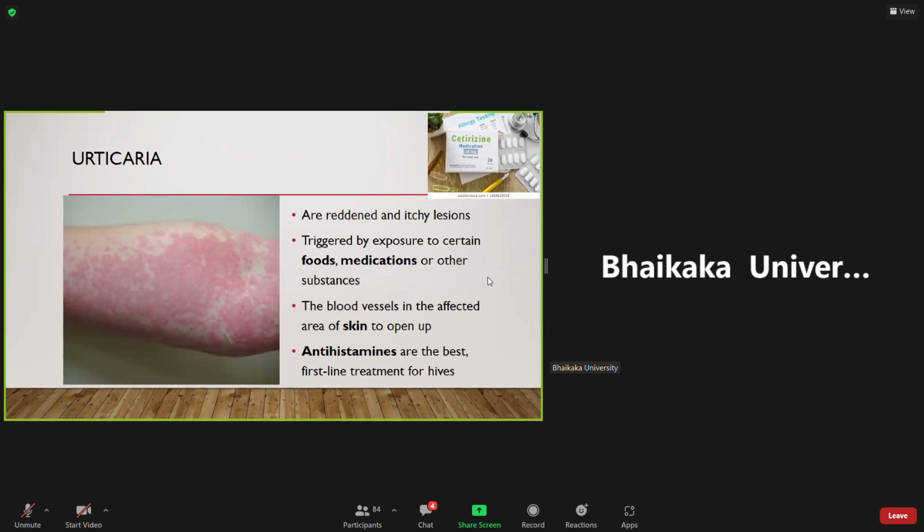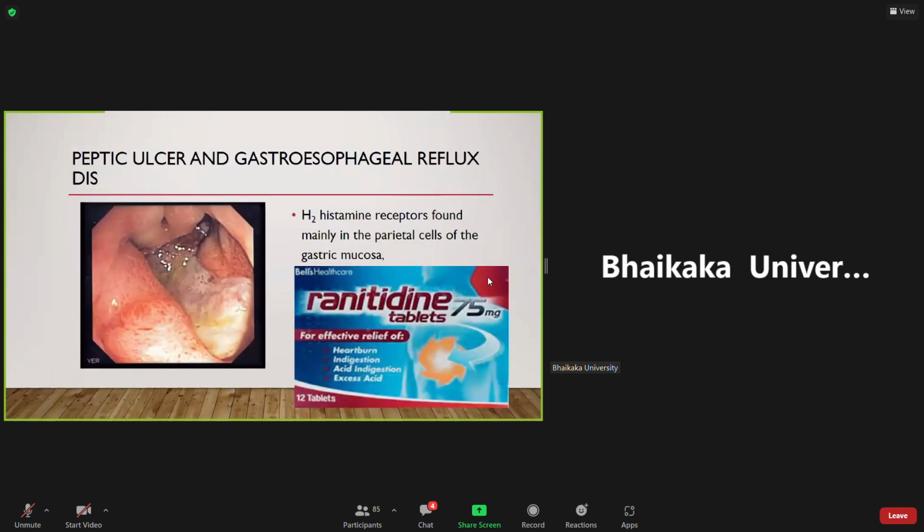So blood vessels open up because vasodilation happens in response to histamine, and the first line treatment for this is antihistaminics. This was the H1 receptor, and then there are H2 histamine receptors, which are mainly found in the parietal cells of the gastric mucosa. Because of which peptic ulcer and gastroesophageal reflux disease happen.